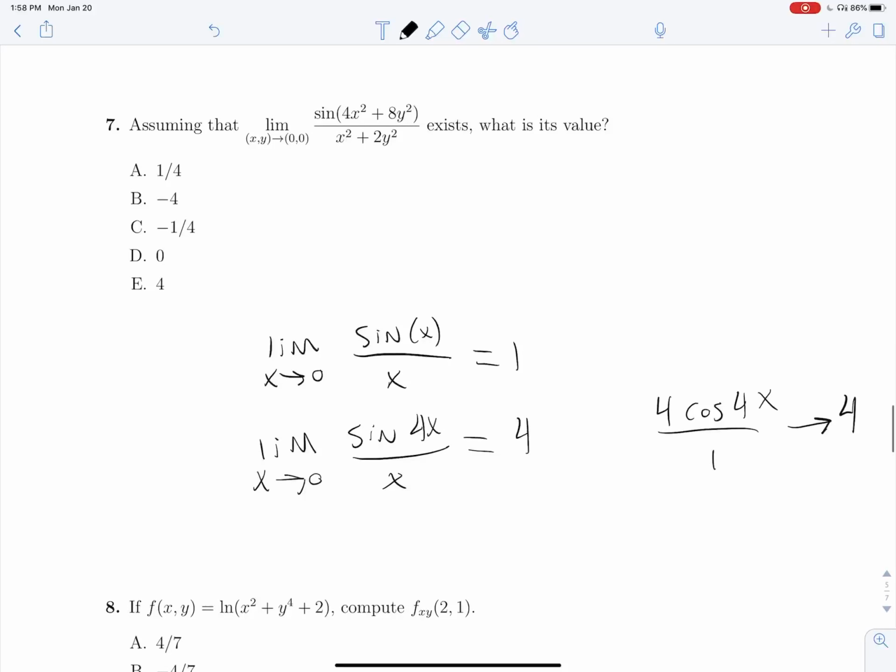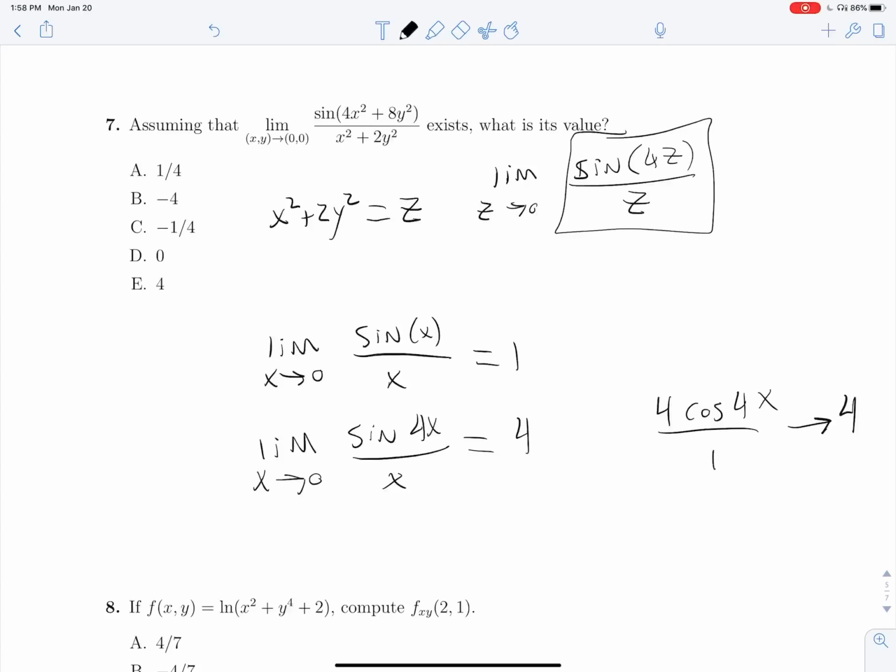And so really what you could do in here is substitute x squared plus 2y squared as some value, you can call that z, and this whole thing will just become the limit as z approaches 0. This isn't fully rigorous, but it does work for this question. The limit as z approaches 0 of sine 4z over z, and whenever you see something like this, you know that you can just use the fact that sine z over z as z approaches 0 is equal to 1. So overall, this whole thing is equal to 4.